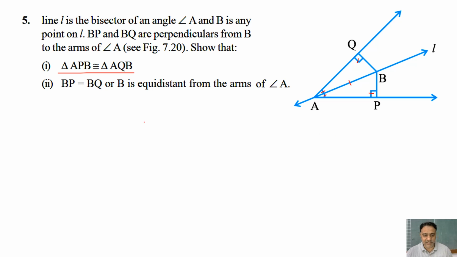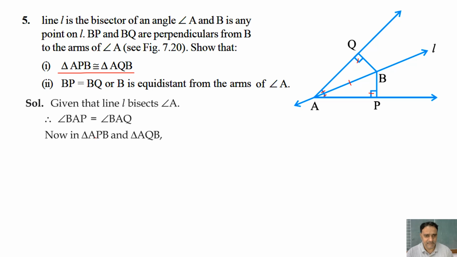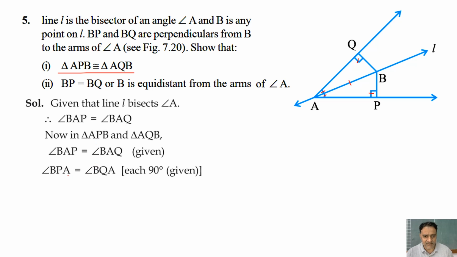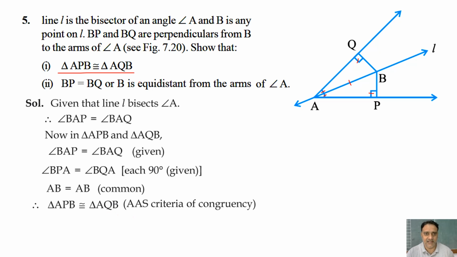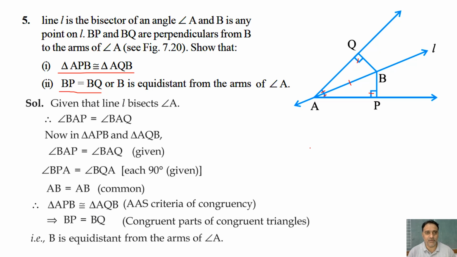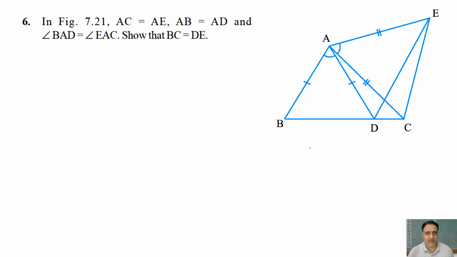AAS. So जल्दी से steps देख लेते हैं. These two angles are equal and these two angles are equal, each 90 degree. This is common. So these two triangles are congruent by AAS. So BP is equals to BQ. Why? CPCT. So B is equidistant from the arms of angle A. Any doubt in this question? No, sir. Okay. Now question number 6.